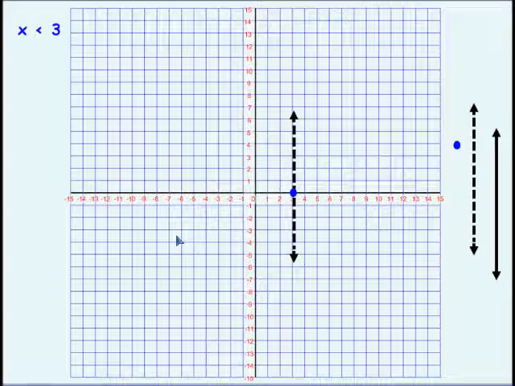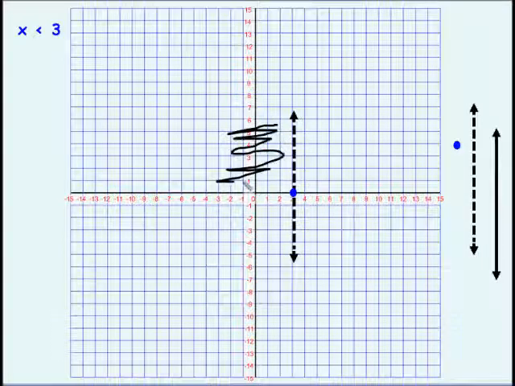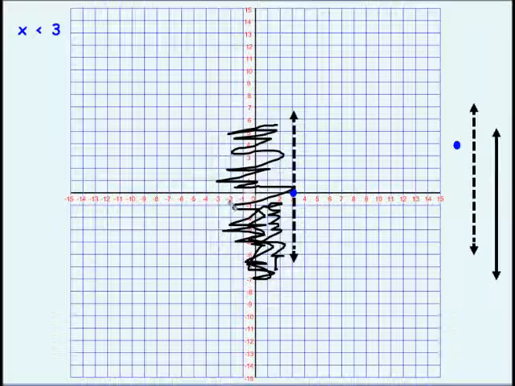And now, again, I'm going to use the same method. I have my boundary line, and I need to know how to shade. So I'm going to replace and check 0, 0. This time I only have one variable, so x is 0. Is 0 less than 3? It is. So, again, I would be shading to include the 0. Any of the points over here would work, but we will not include right on the line there because it's a dashed line.